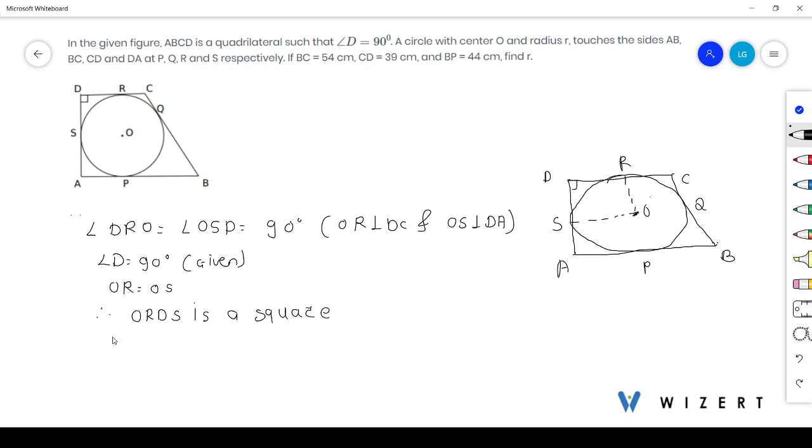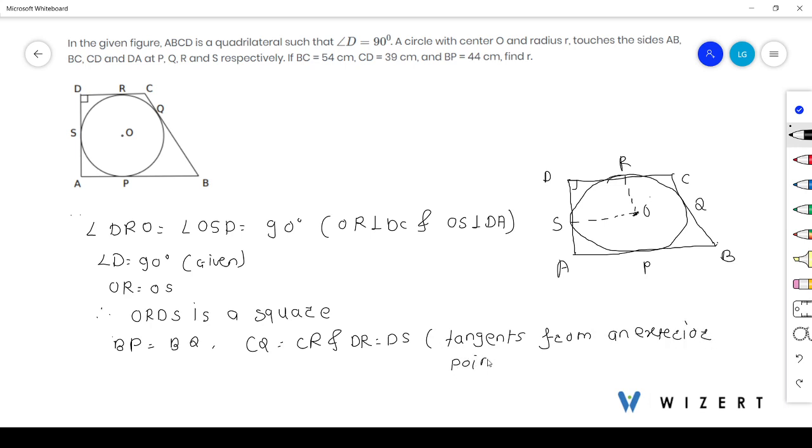Since the tangents from an exterior point to a circle are equal in length, therefore BP equals BQ, CQ equals CR and DR equals DS. Tangents from an exterior point to the circle are equal in length.